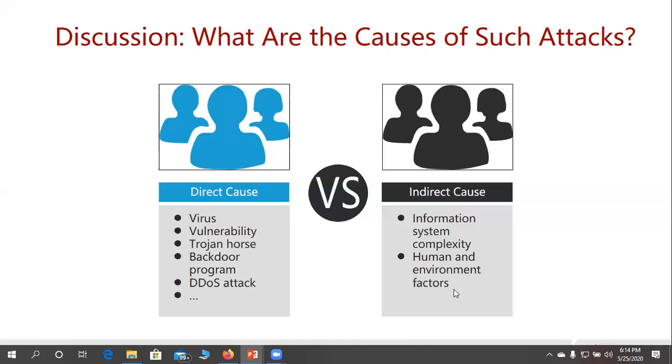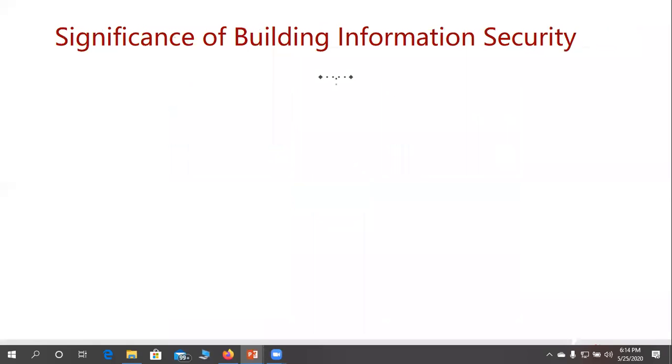So the second indirect cause here is human and environmental factors. Maybe we have floods, our organization has been flooded, or maybe it is an earthquake, and so on.